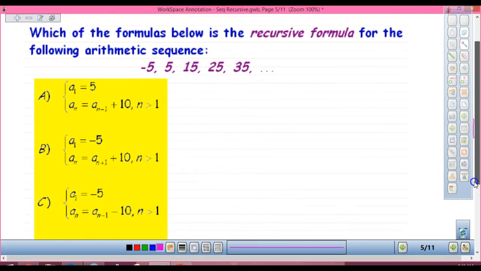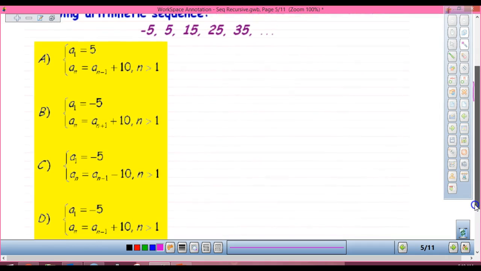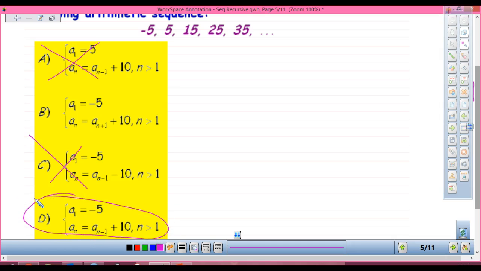All right, so now we got to find the formula. What's my first term? -5. So does that knock any of them out? Yeah, that knocks out A. And then what's happening? It's going up by 10, because they're adding 10 every time. So if they're adding 10, that knocks out C. All right, so what's the difference between B and D? One says n plus 1, one says n minus 1. Which one's it supposed to be? It's supposed to be n minus 1. That means our previous term. The other would tell us it would be the term ahead of it, so it would be going backwards. We don't want to go backwards.